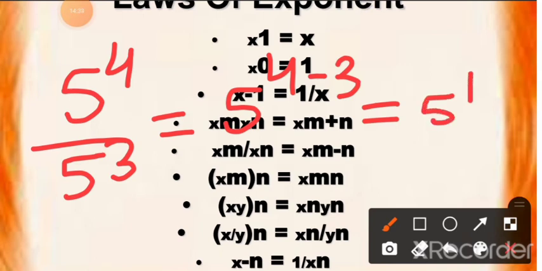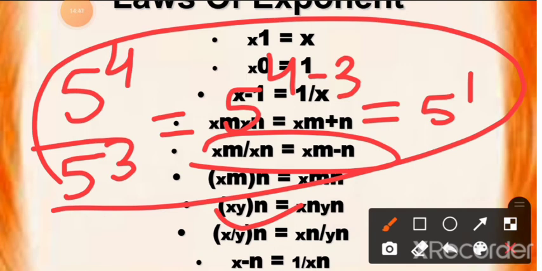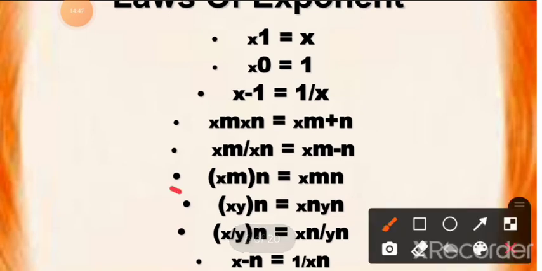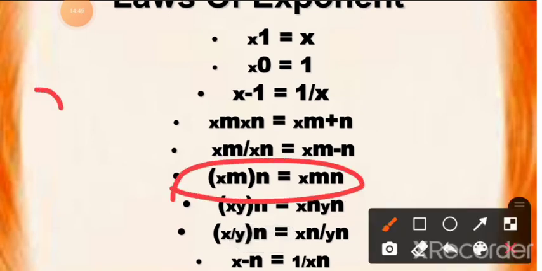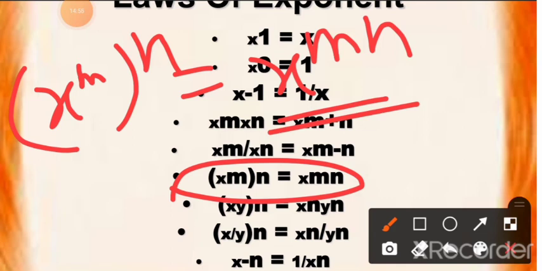This is the formula used for the law of exponent: x power m upon x power n, you can write x power m minus n. Now the next law of exponent is x power m whole power n. It means x power m whole power n is equal to x power mn.